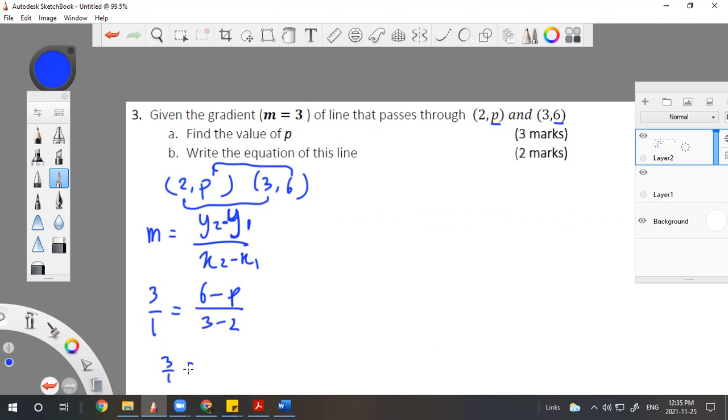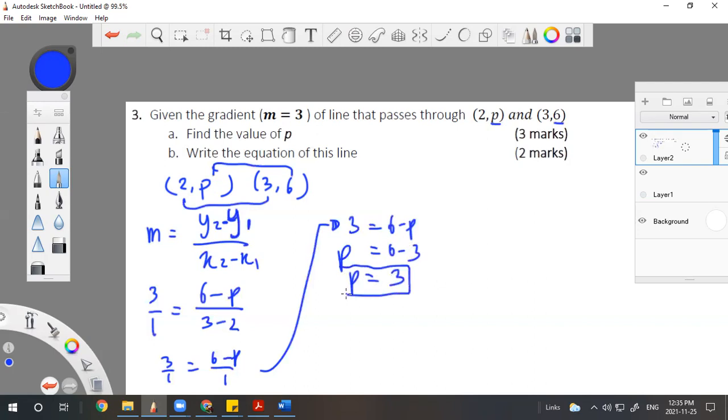So 3 over 1 equals 6 minus p over 1. Ah, that's very easy. 3 equals 6 minus p. You can ignore the over 1. So you put the p to the left side, 6 minus 3. So the p will be 3. See?